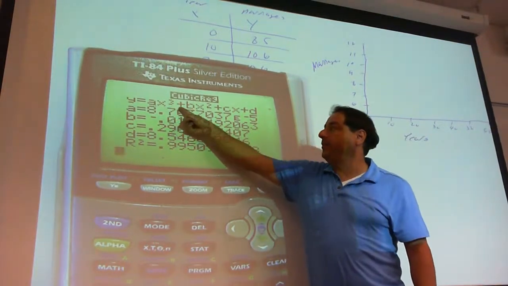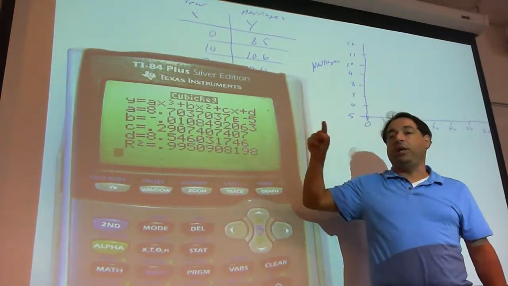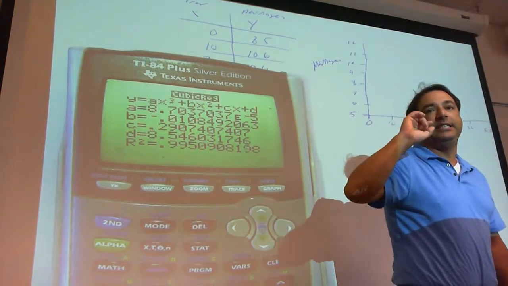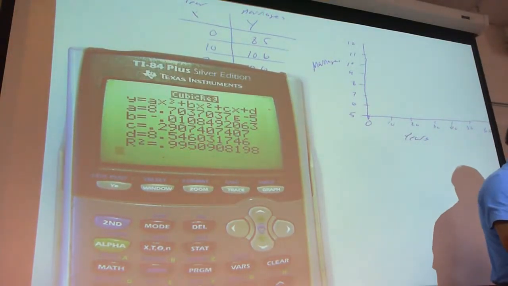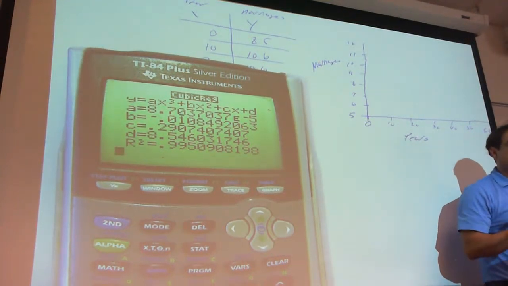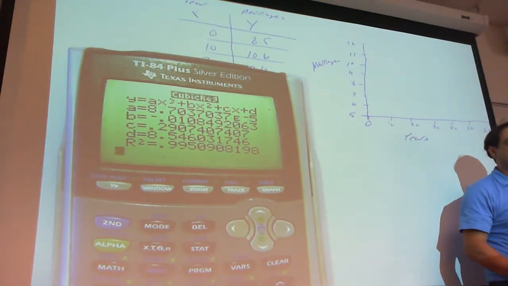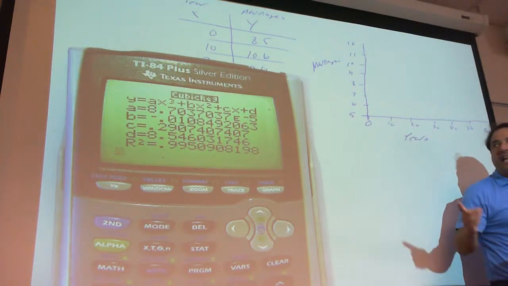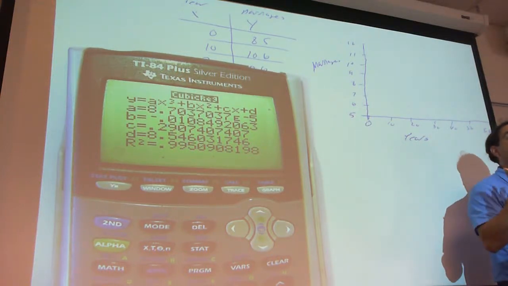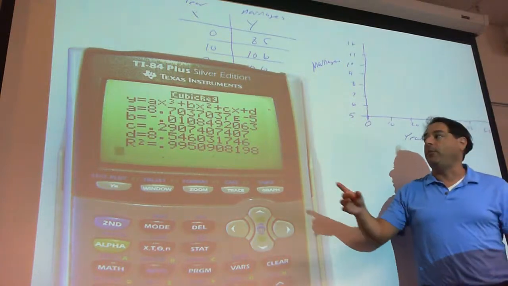So the form is up top. Our job is just to plug in A for A, B for B, C for C, D for D. But stop. Be careful. Not a trick question, but important question. What's A? Oh, is it 8.7? No, and if you put 8.7, it's going to be wrong. This happens a lot with the calculator.